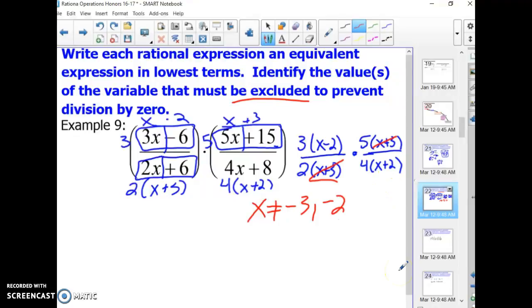So now, multiply straight across. 3 times 5 is 15, and then I get that x minus 2. And then I got 2 times 4 is 8, and I'm going to have that x plus 2, and that is my answer.